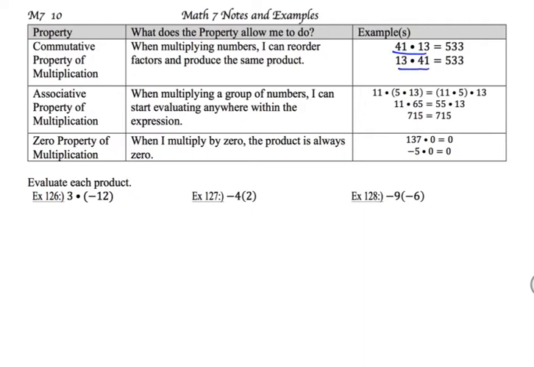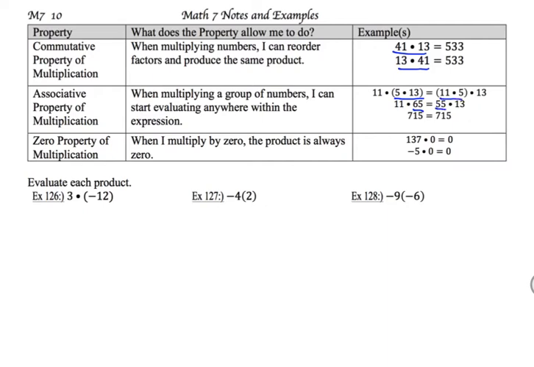The associative property: when multiplying a group of numbers, I can start evaluating anywhere within the expression. So if I do 11 times 5 times 13, if I multiply 5 times 13 first, I will get the same thing as if I multiplied 11 times 5 first.